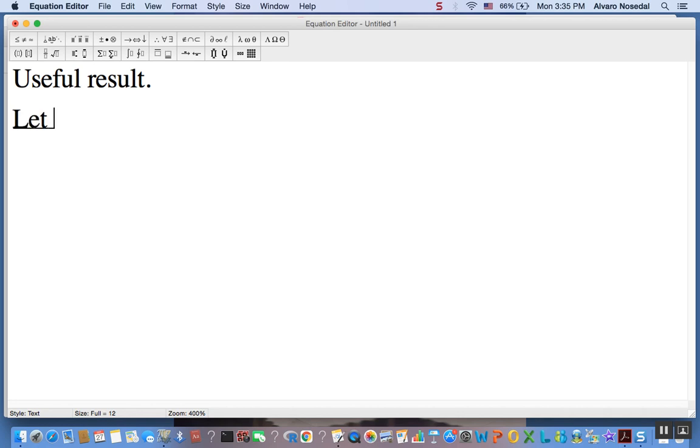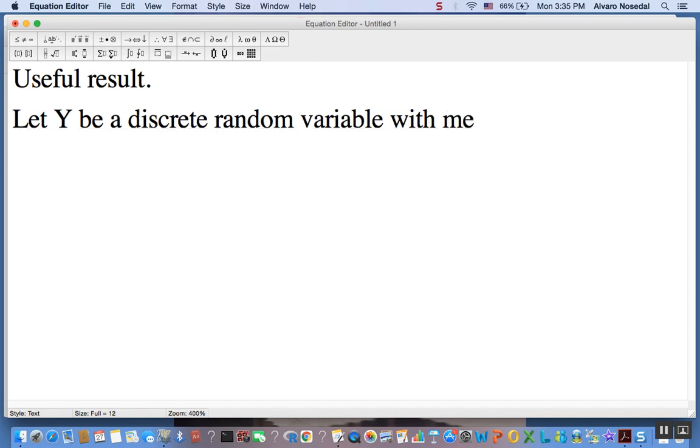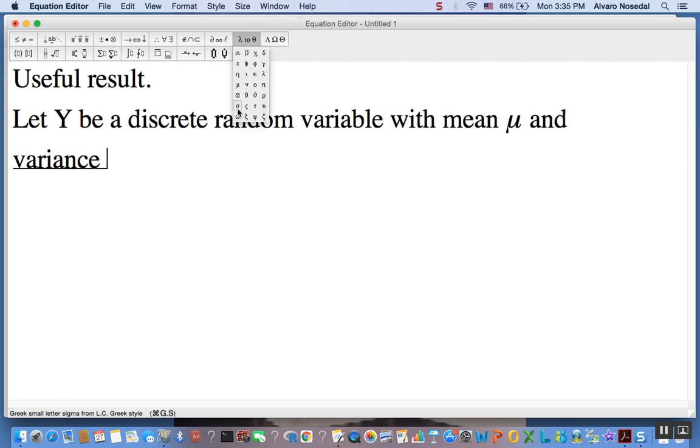Let y be a discrete random variable with mean, and I'm going to be using that Greek m, mu, to denote the mean of y, and variance, and I'm going to be using a Greek s, a sigma, square to denote the variance of y. Okay.